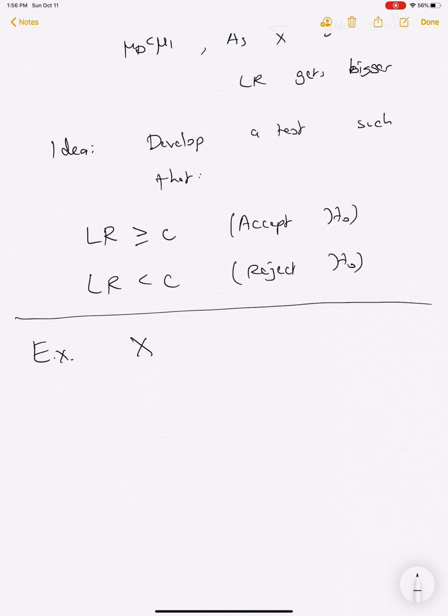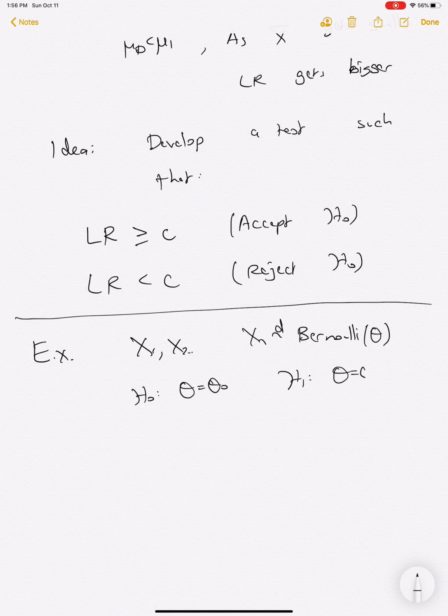This relates to our earlier example. So if we have x1 through to xn being Bernoulli theta, and then our H0 is theta equals theta 0, and our H1, our alternative, is theta equals theta 1.